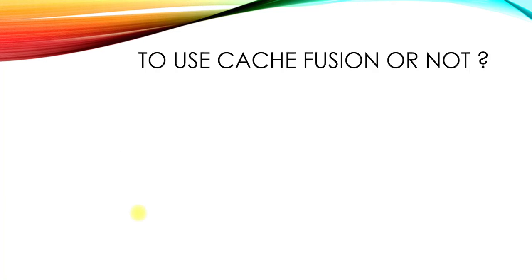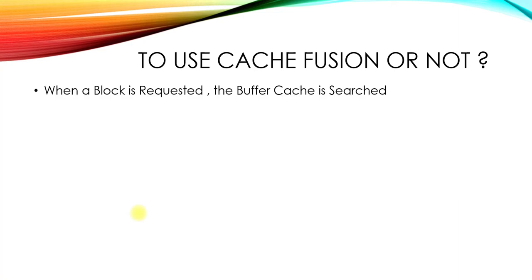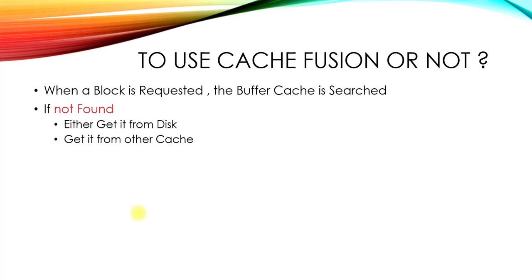So, to use cache fusion or not: when a block is requested, the buffer cache is searched first. If the buffer is not found, the database goes and finds the block from the data files, fetches it, puts it into the database buffer cache, and the user is provided the details. If not found, it either gets it from the disk or gets it from the other cache, in the cache fusion situation. That's what we saw.